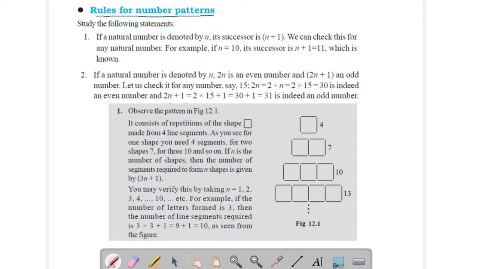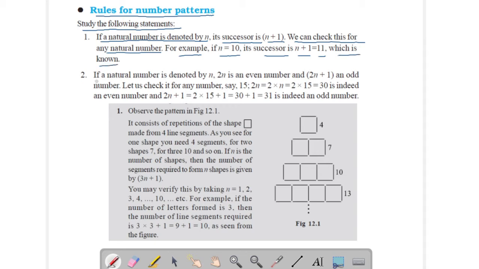Study the following statements. First, if a natural number is denoted by n, its successor is n plus 1. We can check this for any natural number. For example, if n equals 10, its successor is n plus 1 equal to 11, which is known.